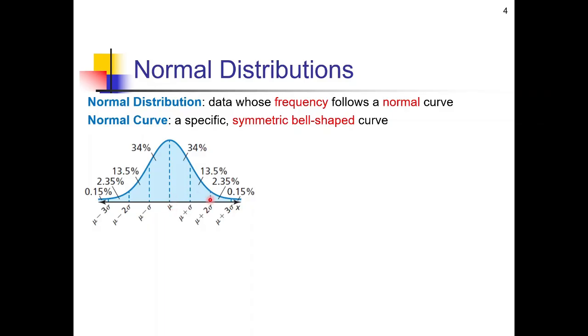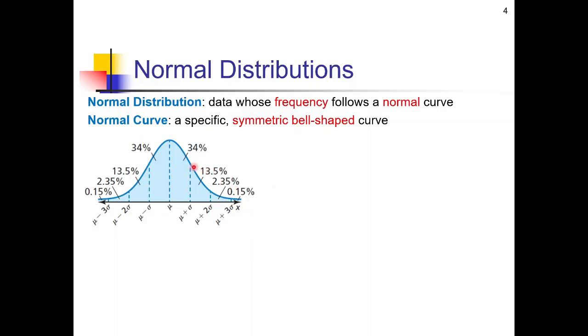This over here is two standard deviations to the right. This one over here is three standard deviations to the left. So we've got this all mapped out, and we know exactly how much of this curve is contained depending on how many standard deviations you move away from the center.